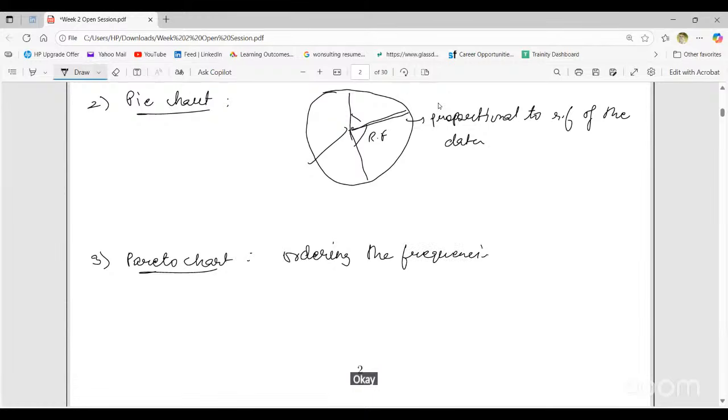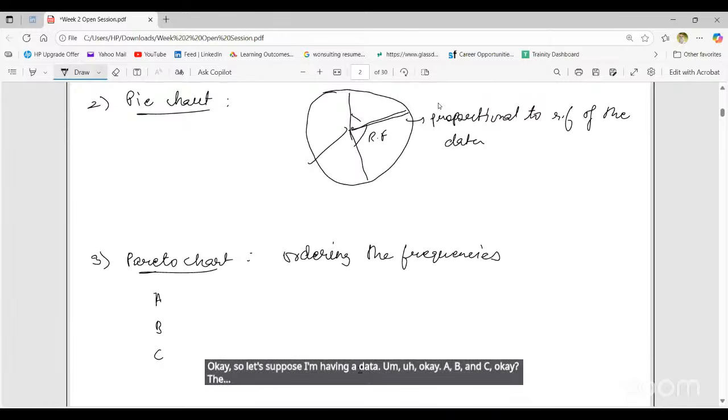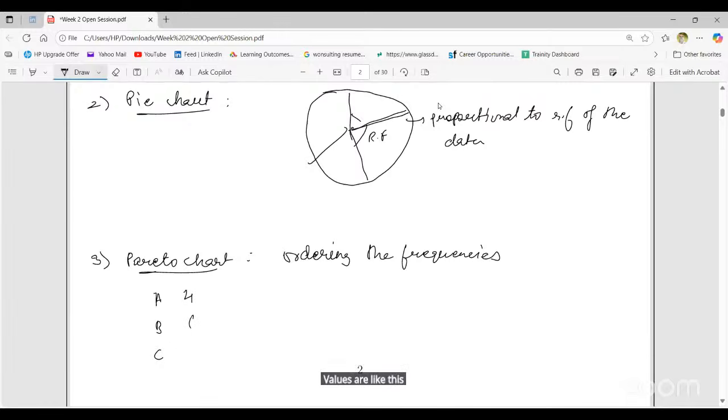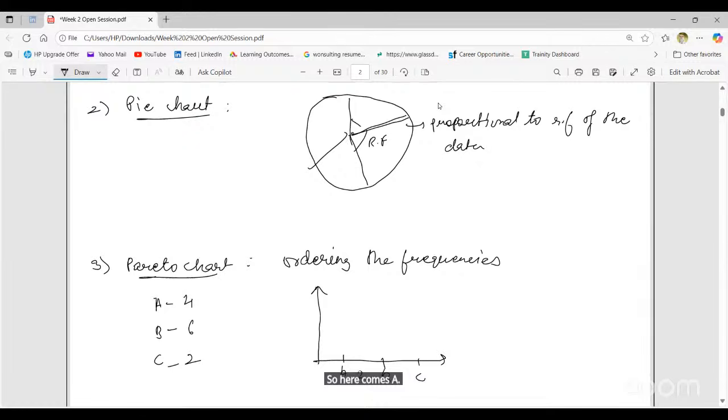Okay. So let's suppose I'm having data A, B, and C. The values are like this: 4, 6, and 2. Now I'm going to make the chart here. So I'm going to make a bar chart. So here come A, B, and C. These are my values, 2, 4, 6, 8.